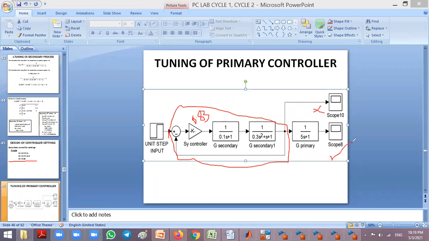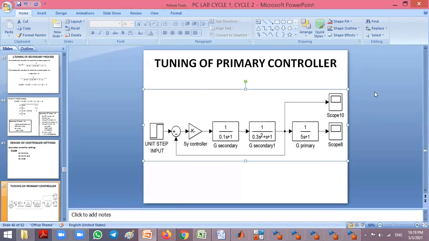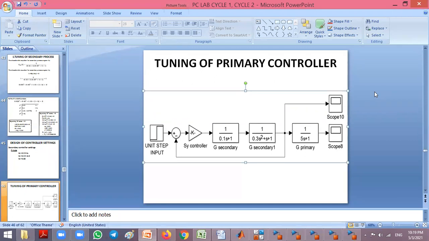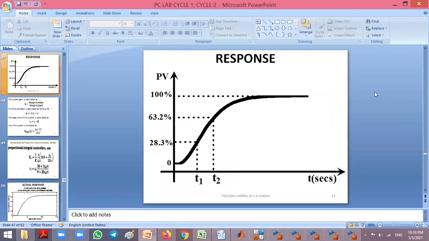Here a scope is connected and you are going to find the S-shaped curve. So a unit step response is needed. For that I'm putting a unit step input. Clear? So what will I get? I will get an S-shaped curve like this.